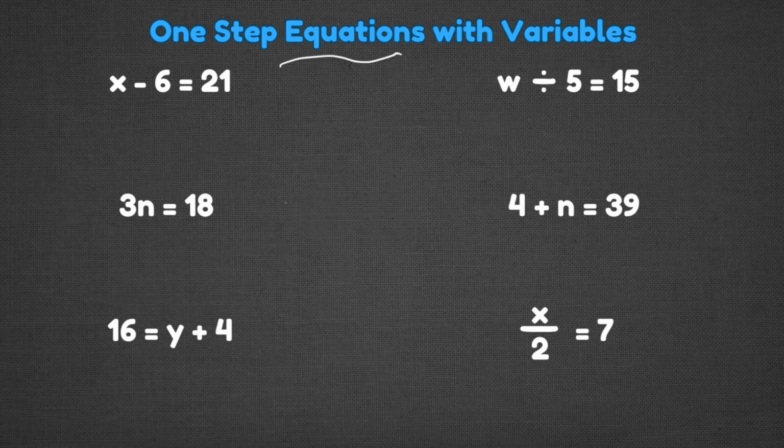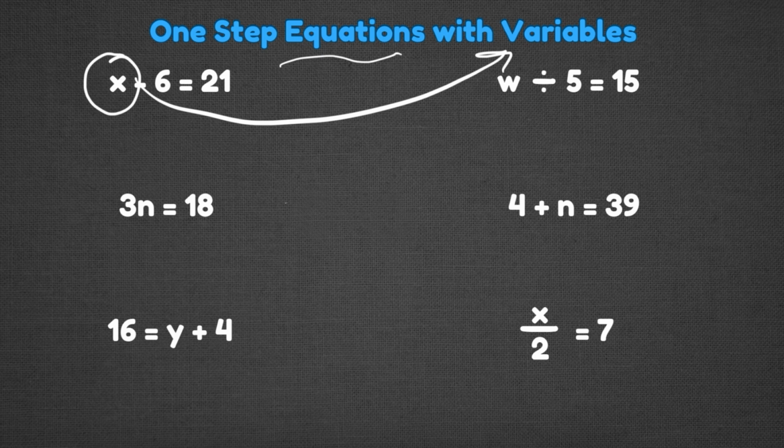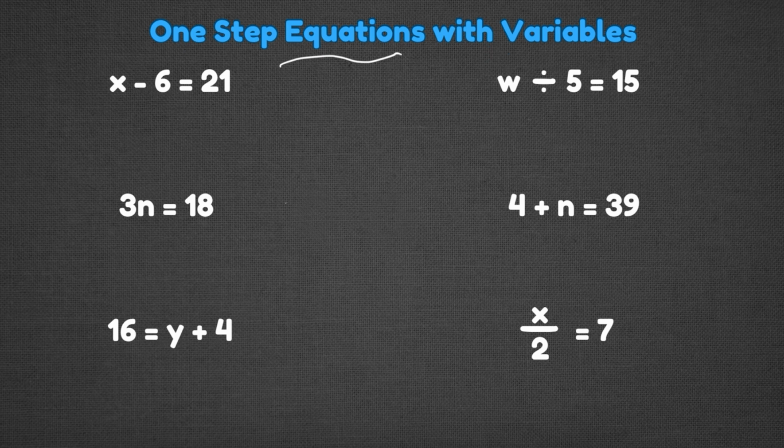Here's how it works. If we go over to x minus 6 equals 21, we have to first understand that this right here is our variable. Anytime you see a letter, it represents an unknown number. So this x represents some number that we don't know, and we have to prove what this number is by doing some math. The whole point is to get a variable like x all alone.